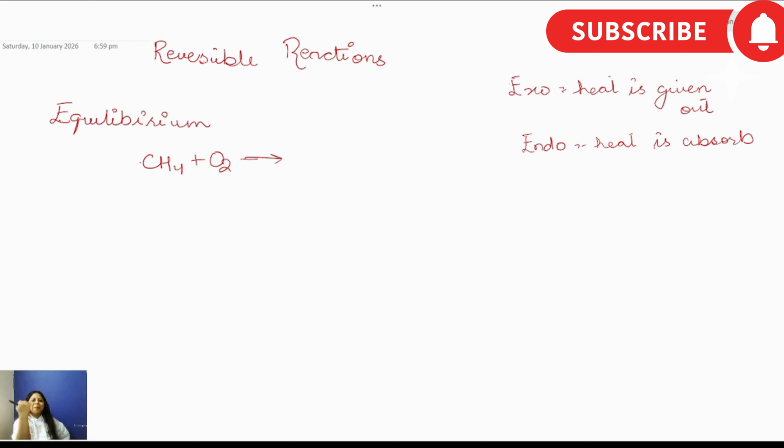So it's carbon dioxide and water. The products of combustion are the same. But this reaction is not reversible. Combustion is not a reversible reaction. For example, if you're burning wood, you cannot reverse it. So these reactions are irreversible.